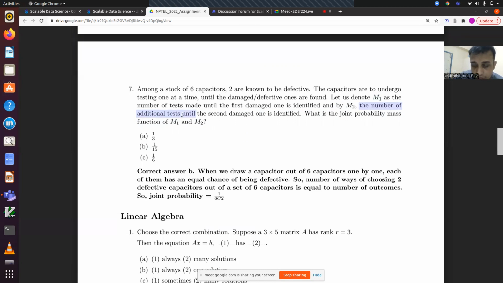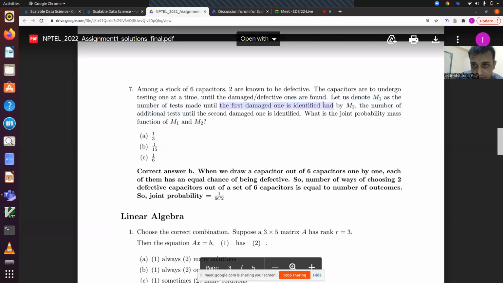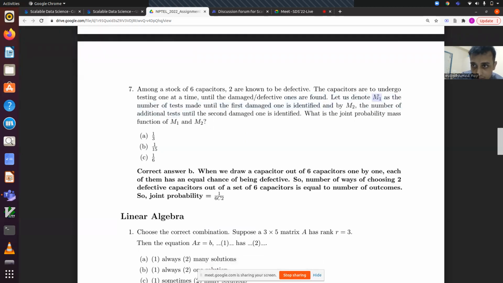Let's say you have 6 capacitors and the third and the fifth one are bad. So what would the value of M1 and M2 be? 3, 2. Why? Because you check first, second, third, and then you get the first bad one. The first damaged one is identified after 3 checks, so M1 equals 3. And then how many additional tests? Four and 5. Two additional tests. So this is the M1 and the M2.